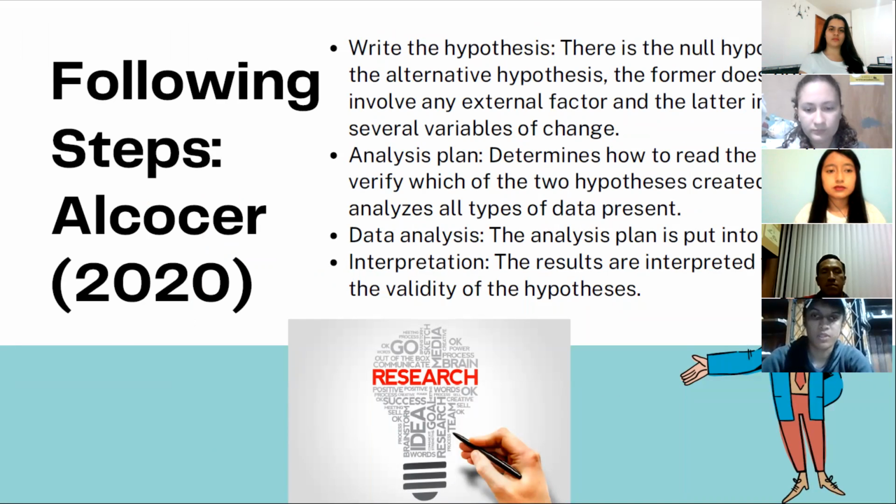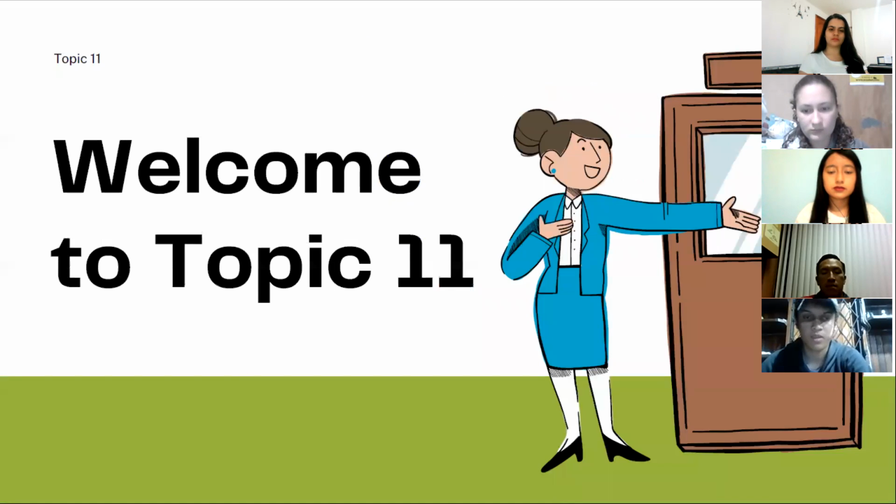Why the hypothesis? There is a null hypothesis and the alternative hypothesis. The former does not involve any external factor, and the latter involves several variables or change. The analysis plan determines how to read the results to verify which of the two hypotheses created is true. Analyze all types of data presented. Data analysis. The analysis plan is put into practice. Interpretation. The results are interpreted to identify the validity of the hypothesis. Continue, please.